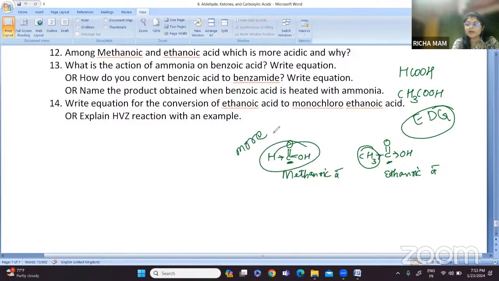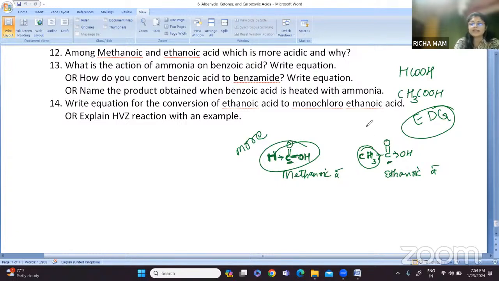So when you compare the acidic level, it depends upon the type of groups or atoms attached. Your hydrogen is attached to the carbon, which is further attached to the OH group. But here the methyl group, which is an electron donating group, is attached to the carbon, which in turn decreases the polarity of the OH bond. So methanoic acid is more acidic. This is the reason it should be written.